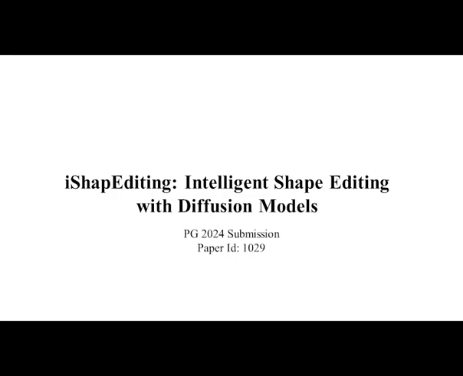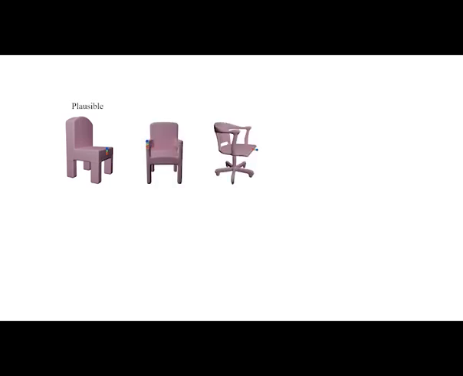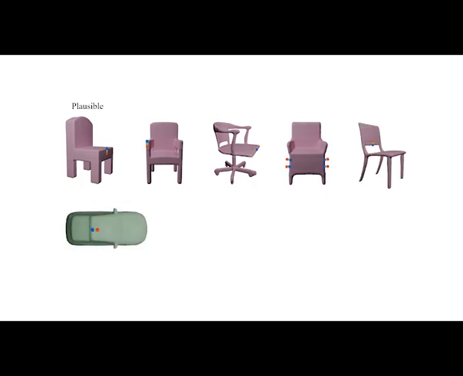We introduce iShapEditing, a novel framework for intelligent 3D shape editing based on diffusion models. For a given shape, users can simply click on handle points and their corresponding targets. Our method will accurately move these handle points to their respective targets while preserving plausibility. iShapEditing offers a wide range of capabilities for various drag-based editing tasks. It provides users with an intelligent editing solution that eliminates the need for tedious editing processes.